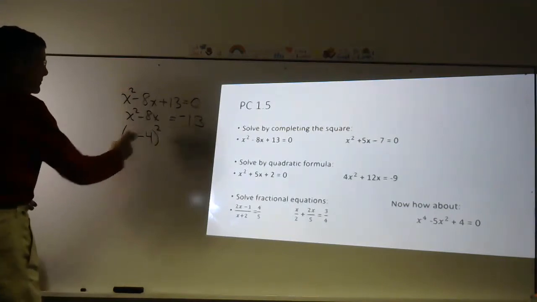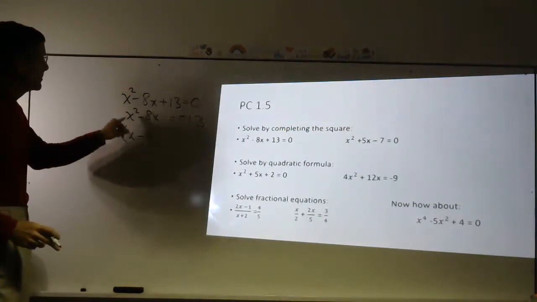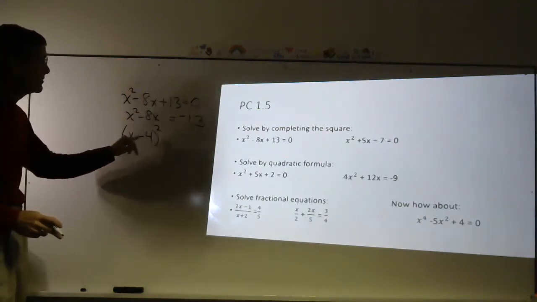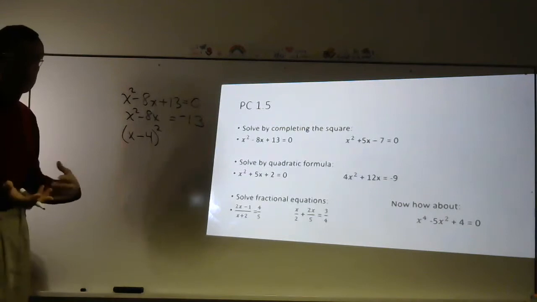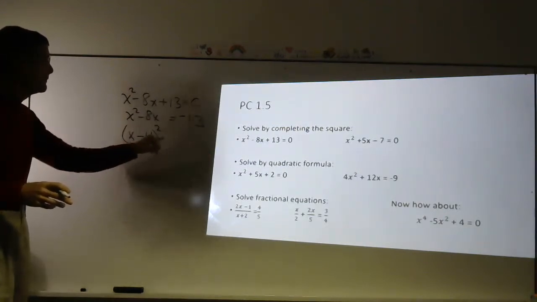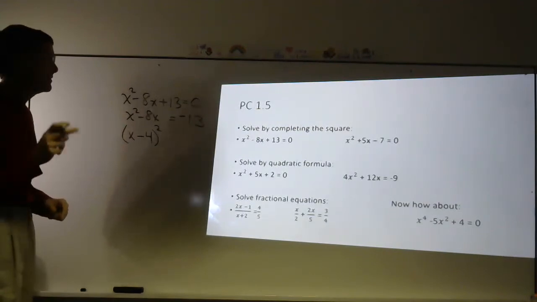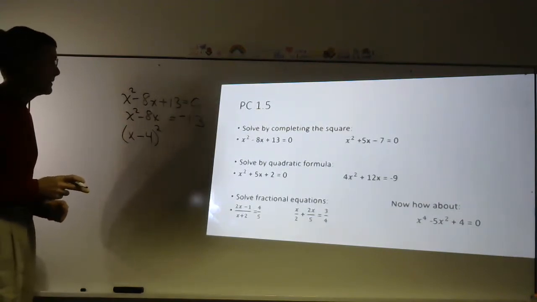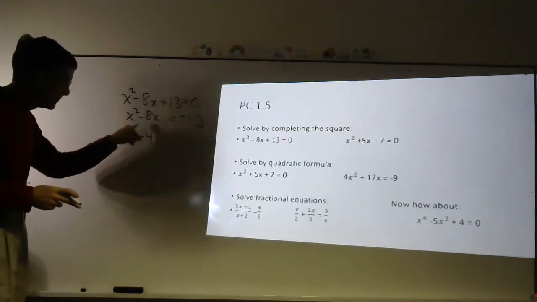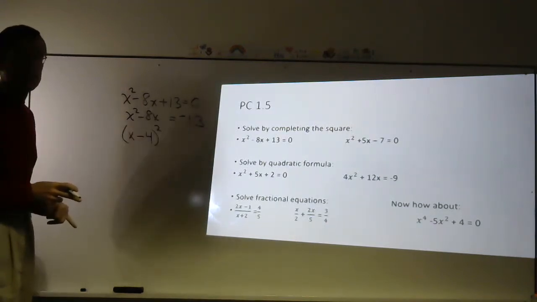When you do x minus 4 times x minus 4, x times x is x squared. Check. Outers, negative 4x. Inners, negative 4x. They're both the same. Is negative 8x. Check. Then negative 4 times negative 4 is a positive 16. Okay? There's a positive 16 down in here. It's not up there. Okay?